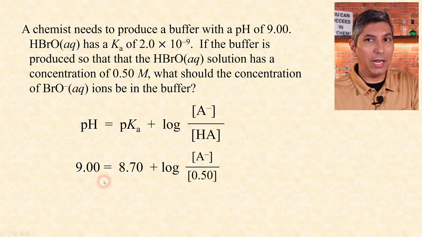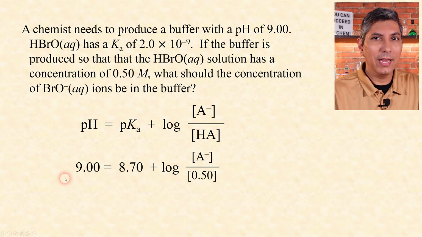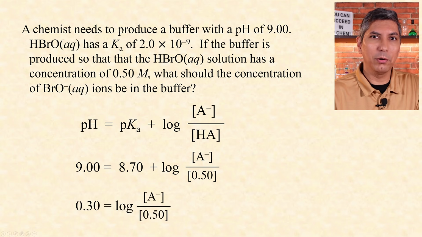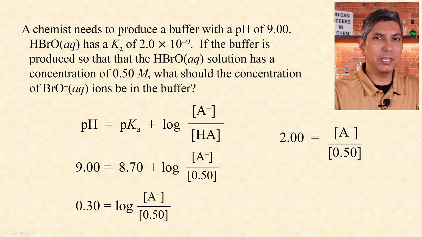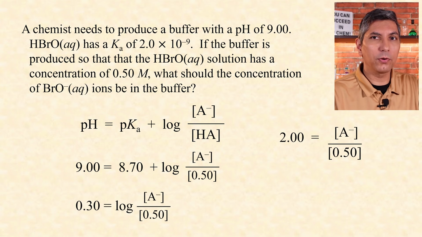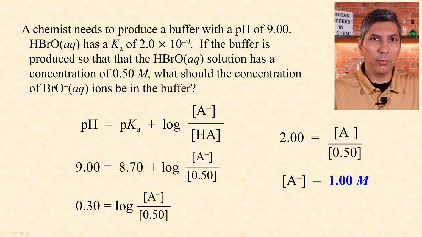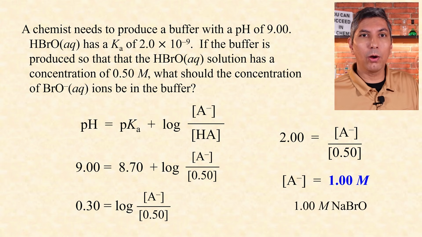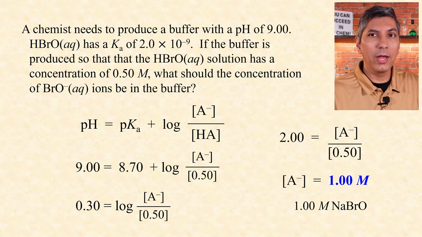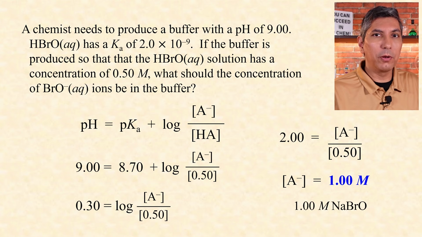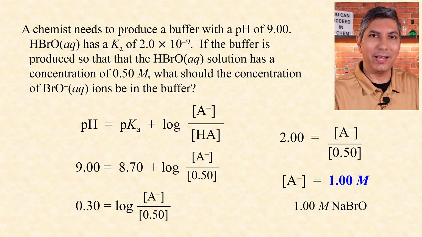We can subtract 8.70 from both sides and then take the antilog of both sides. We have 2.00 equals A negative over 0.50. We can cross multiply to find that the A negative concentration is 1.00 molar. So for example, we could use a solution of NaBrO or KBrO or any other solution that would produce that 1 molar solution of BrO negative ions.